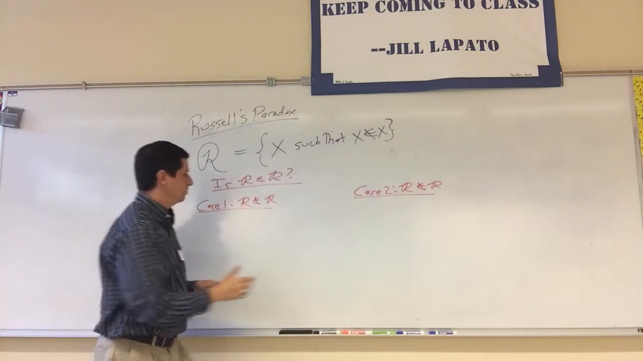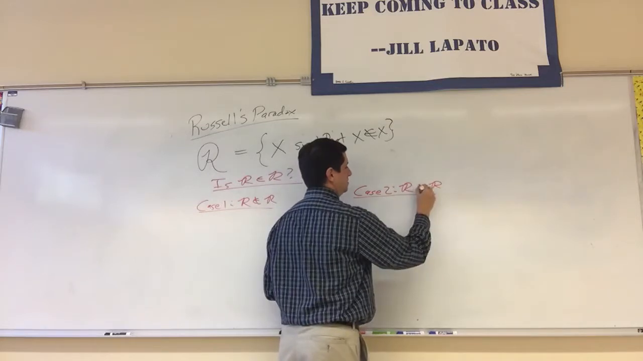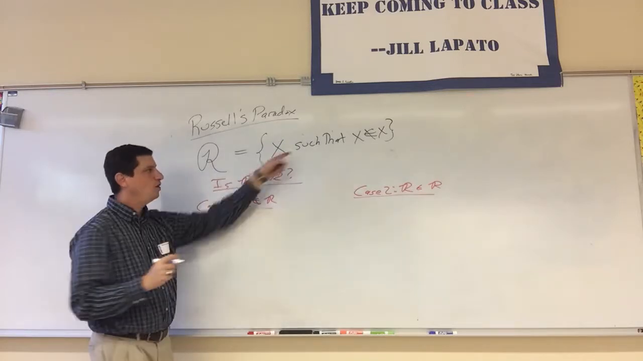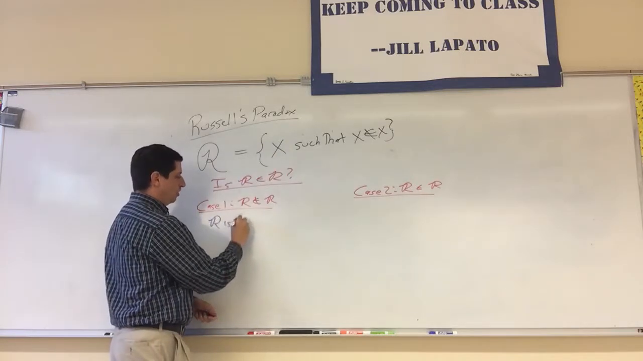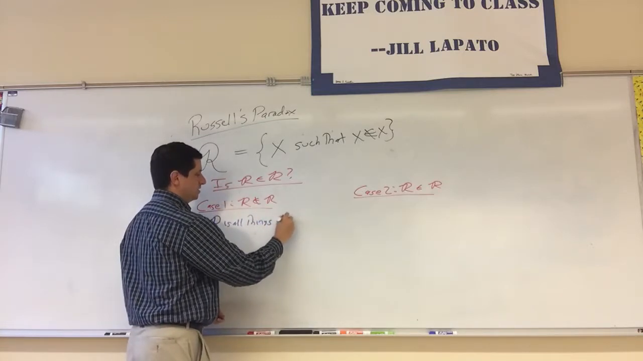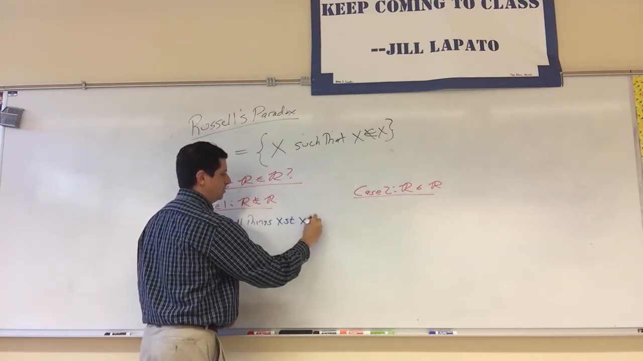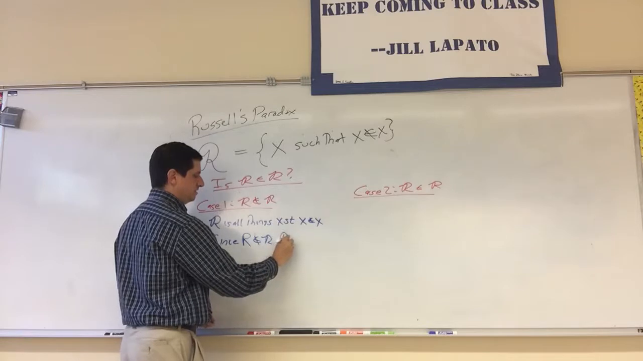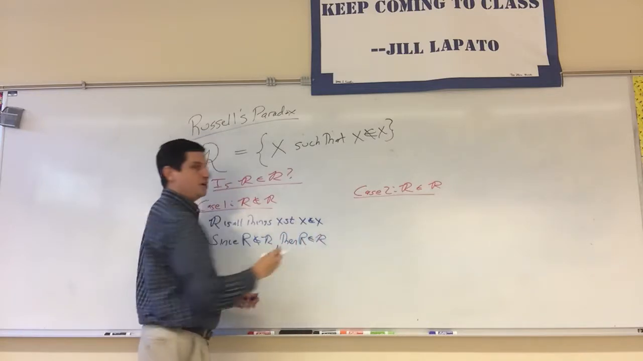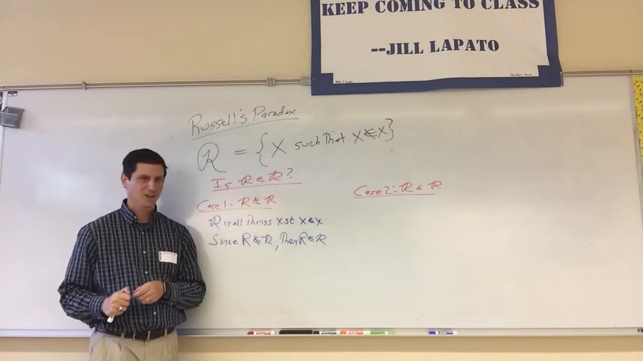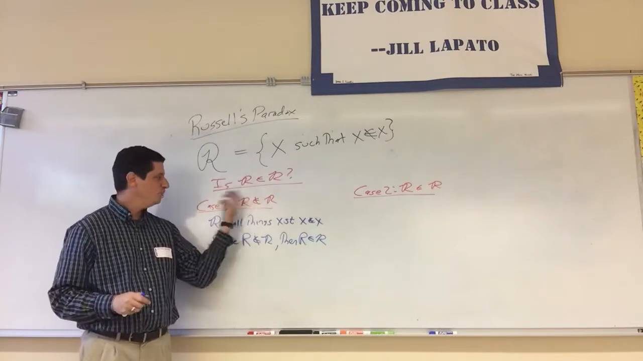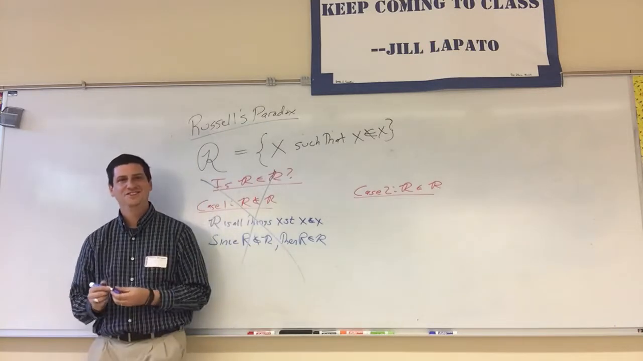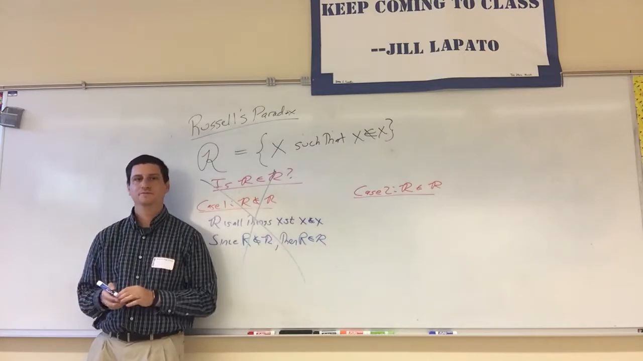Well, what would it mean for R? Okay, let's assume R is not in R. Well, R is all things x such that x is not an element of x. Since R is not an element of R, then R must be in R, because R is the collection of all things that are not elements of themselves. So what do we know about case one? All right, so case one is wrong. So it must be that R is an element of R.